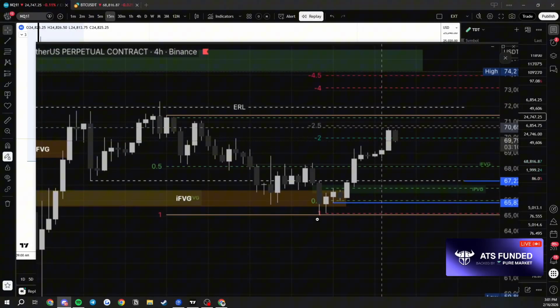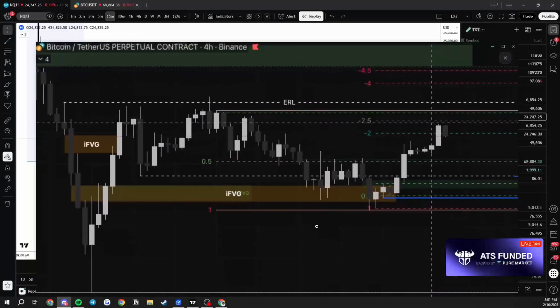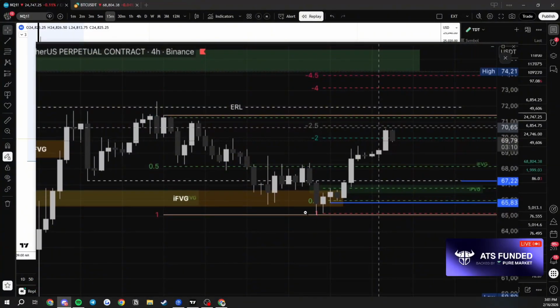Yeah, it's difficult to even know where these standard deviations are being anchored from right now. I don't know where these are anchored from. I would assume from here to here. That's where I would have them anchored, unless you're on a lower time frame.